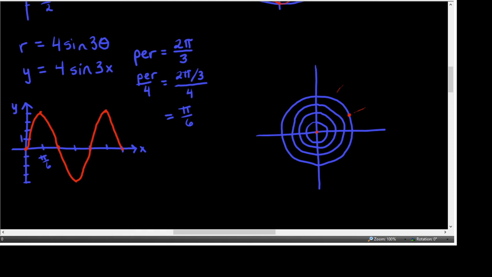And so what happens in between those is, starting at 0, 0, the radius is increasing and increasing and increasing as we go further and further out around, from 0 to pi over 6. As we go through these angles here, the radius should be growing outward. Then they're going to start decreasing and decreasing until by the time we get to pi over 3, we're back to 0.